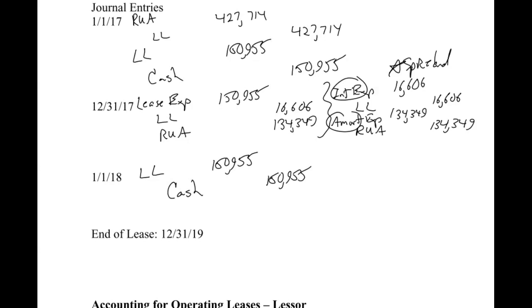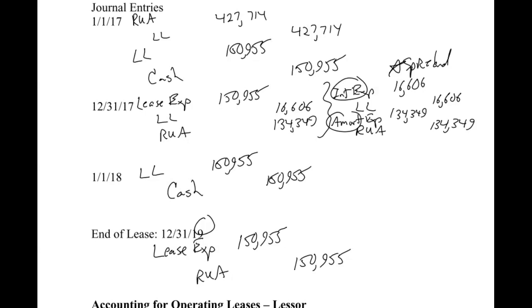All right, at the end of the lease, we're just going to have our last little bit of lease expense for the last bit of the amortization. Remember, that was the last plug number. All right, at this point, the RUA is now 0. Now remember, the lease liability was 0 on the beginning of 2019, 1/1/19. That's when we would have made the final journal entry for our final payment.